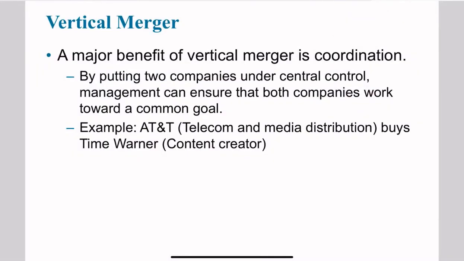Merger and acquisition can be beneficial if it is a vertical merger. In a vertical merger, there is a benefit of coordination. Basically, if we put two firms under central control, then management can ensure that both firms will work towards a common goal. For example, AT&T buys Time Warner, and you can see that this is a vertical merger because AT&T is the media distribution firm, and Time Warner is a content creator, right?